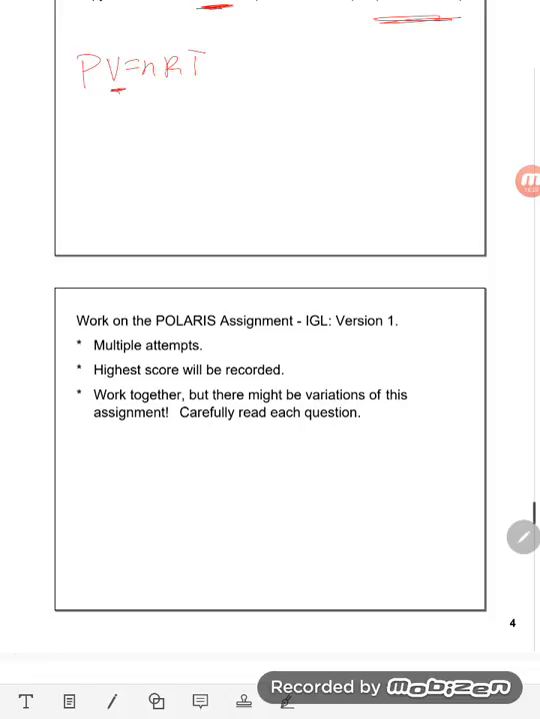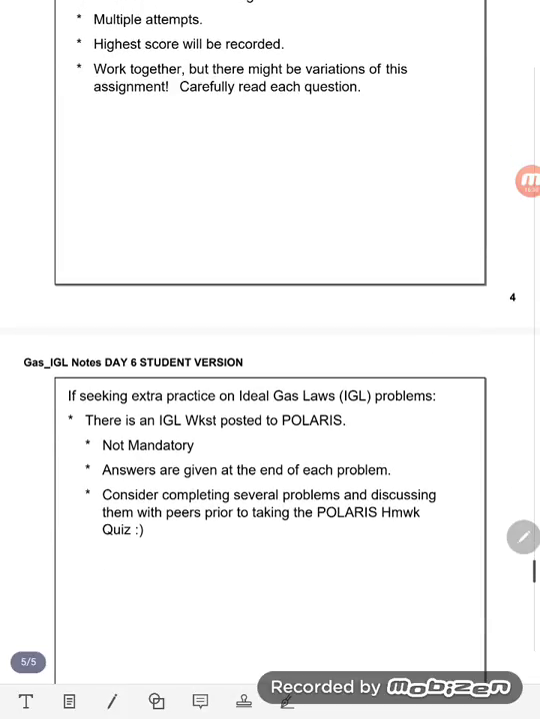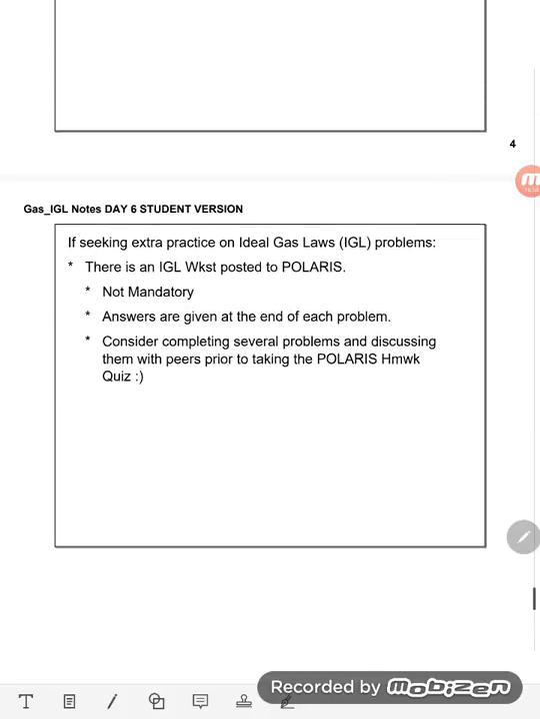Please go in then and work on the Polaris assignment for Ideal Gas Law version 1. You'll see it in the correct folder. Your highest score will count. Feel free to work together on that. If you're seeking additional help, please move into the Ideal Gas Law worksheet. This is not something that's mandatory. Answers will be given, and then consider completing additional problems and discussing them with peers or asking questions of the teacher before the final homework quiz on that.